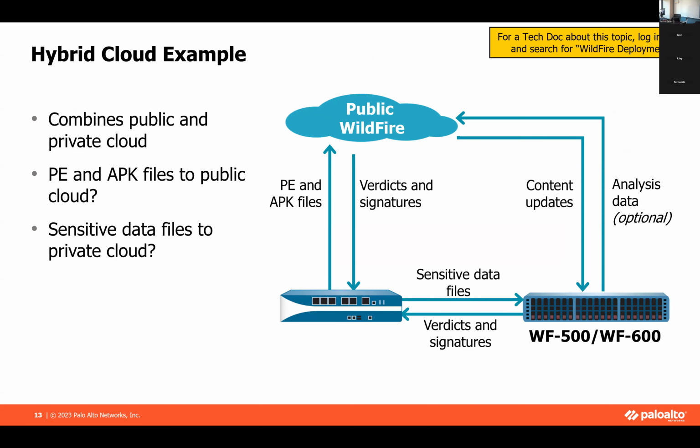In a hybrid cloud example, this would be combining a public and private cloud. You could do, for example, PE and APK files, send those up to the public cloud. However, your sensitive files are sent to the private cloud. In other words, if there's some files you want to keep locally and only on your system, you could send them to your little private Wildfire appliance. The rest of the stuff you can send up to the cloud itself if you want to.